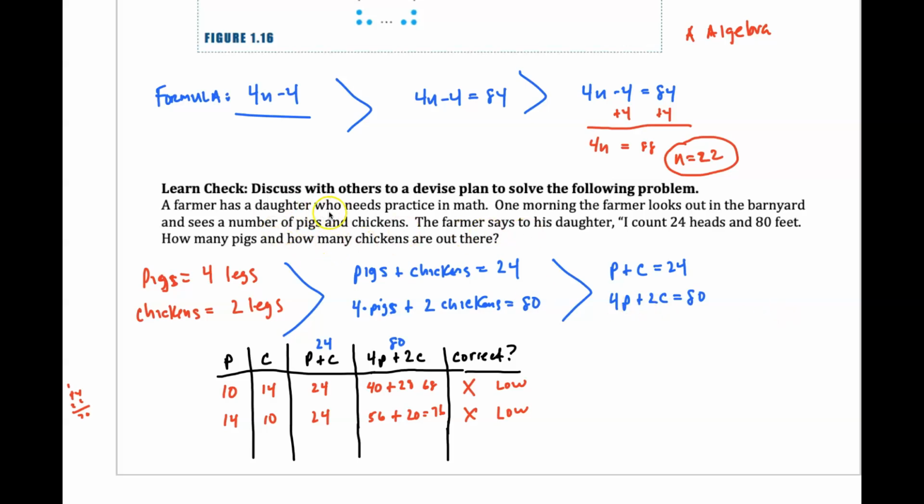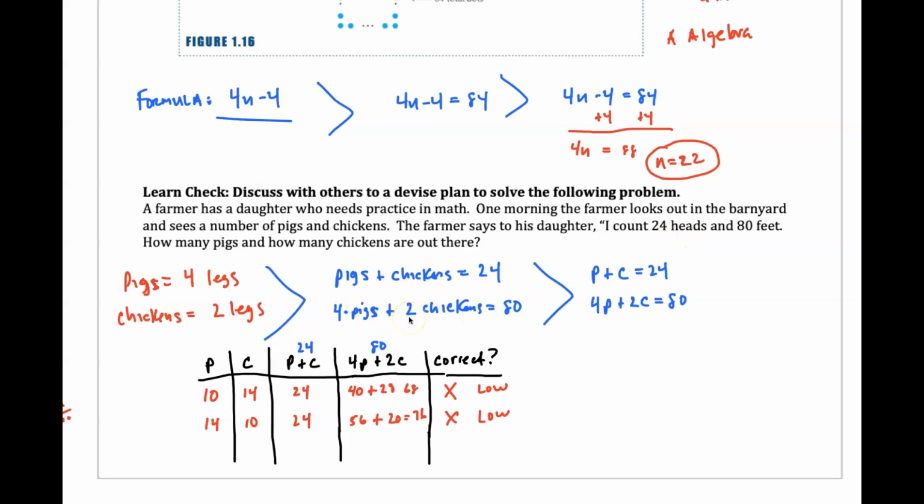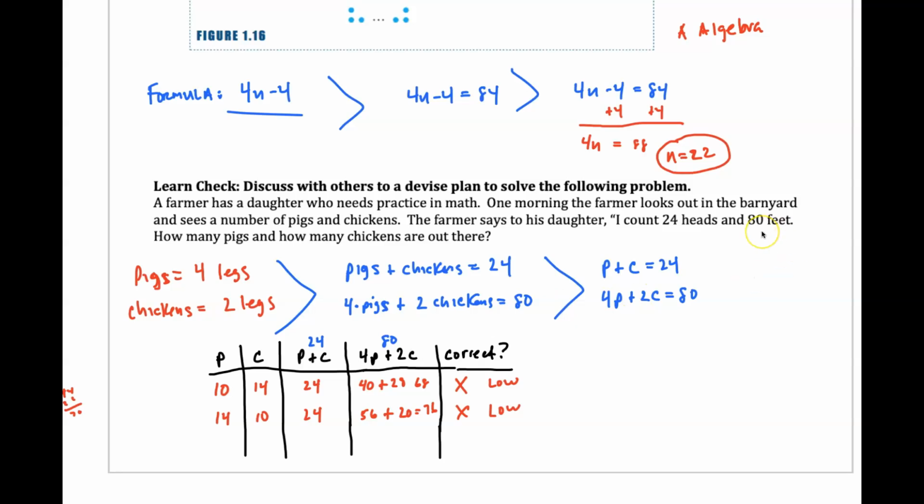For the last problem, looking at this learn check, you want to try this out. Again, I used a combination of equations, variables, and guessing and testing to get this answer. Notice pigs have 4 legs, chickens have 2 legs. Pigs plus chickens has to be 24, because that's how many heads there are. So 4 legs times the number of pigs, plus 2 legs times the number of chickens equals 80, because that's how many feet there are. Oh, I should say feet, not legs.